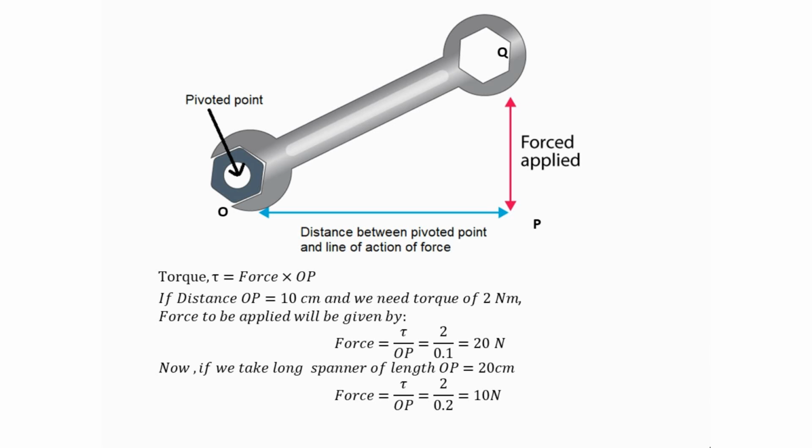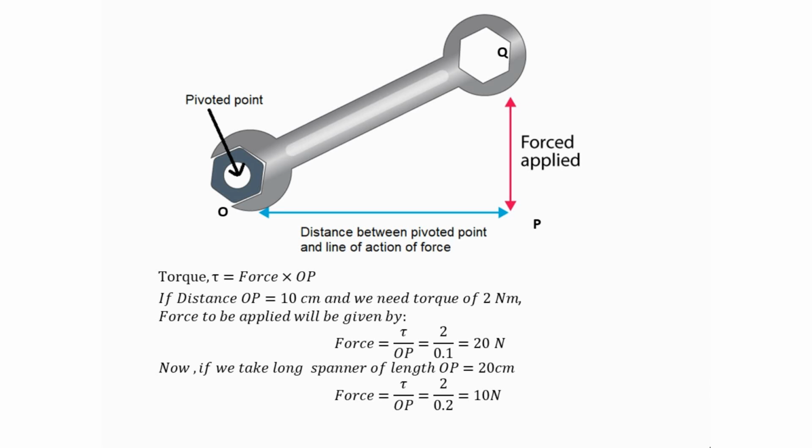So if OP is equal to 10 centimeter and we need a torque of 2 Newton meter to tighten or loosen the nut, then the force to be applied will be given by force F is equal to tau upon OP. Now here I have converted 10 centimeter into meter, that is 0.1. So OP will be 0.1 meter. So force is equal to 2 upon 0.1, that is 20 Newton.